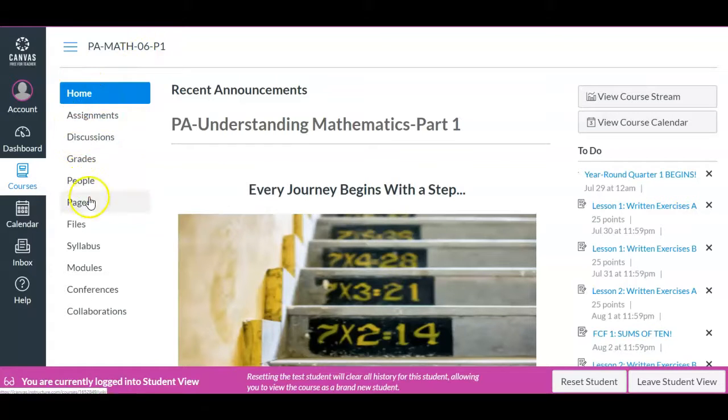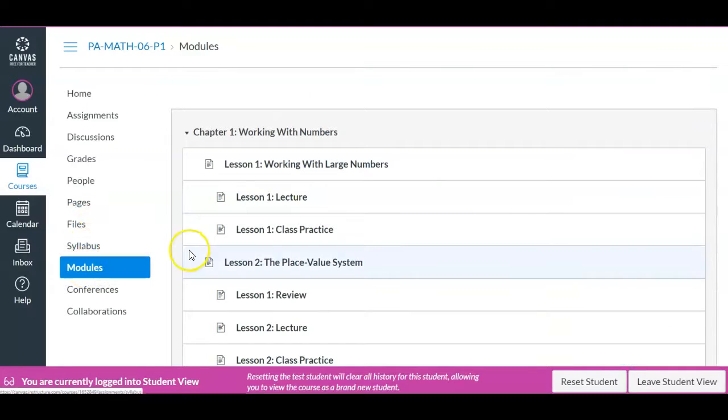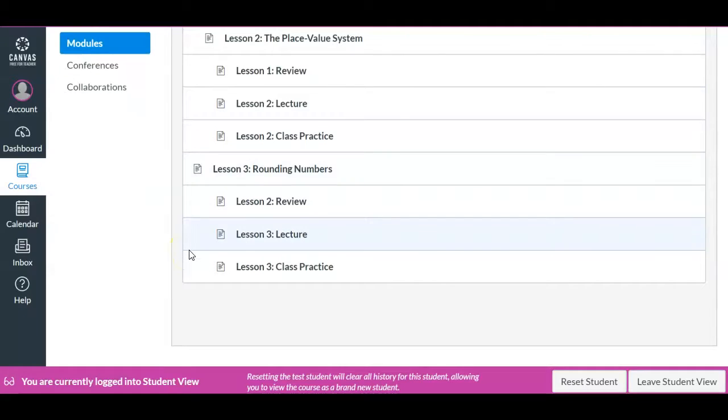And we'll go to the course navigation menu. We'll go down to modules and select modules. And then we'll go down to the lesson for the week, which is lesson 3, rounding numbers.